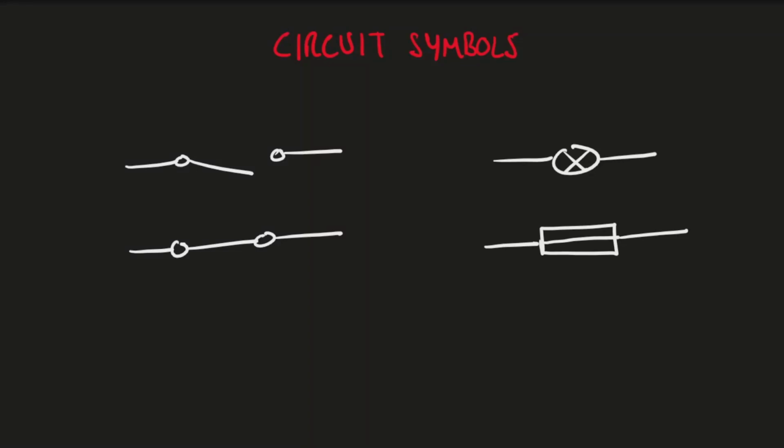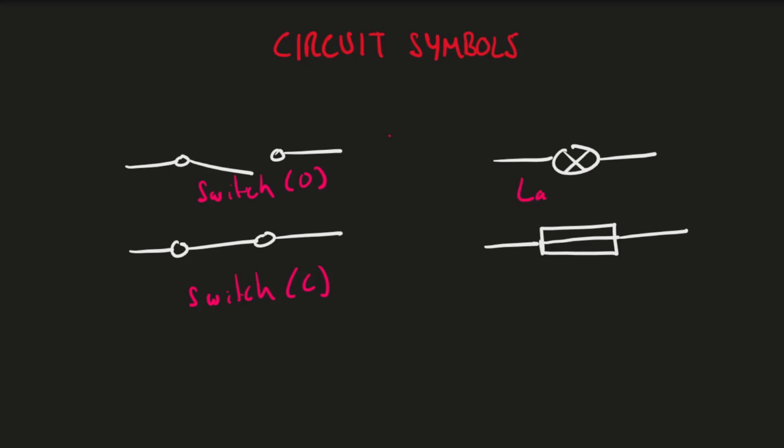So there are a few basic circuit symbols which you will be expected to know and be able to identify. We've got a few on the screen here and we're just going to run through the ones that you do need to know. The first two are both switches, but they look slightly different, because the bottom one is a closed switch and the top one is an open switch. When a switch is closed, it allows the current to flow, and when the switch is open the current does not flow and the circuit is broken.